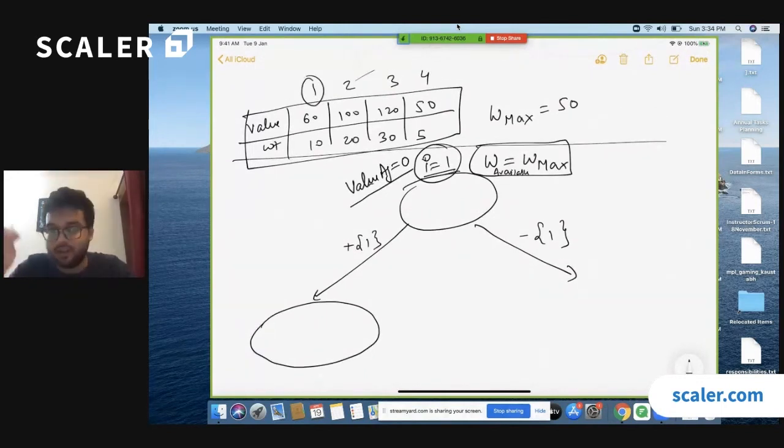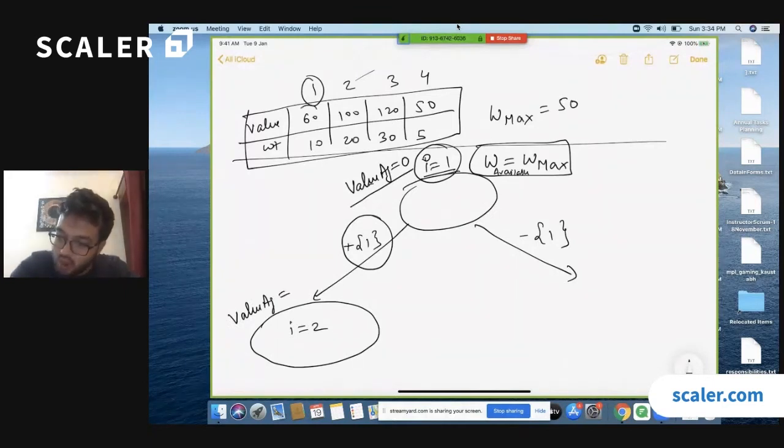What is the next item that you will have to take a decision for? For sure, you will have to take a decision for I is equal to 2. You have chosen to include the first item. Can you tell me what is the value aggregated till this point in time? The value aggregated till this point in time would be the value of this item. Does that make sense? Because the value previously was 0, I have chosen to include the first item. The value aggregated till this point in time would be 60. Okay, so this is done.